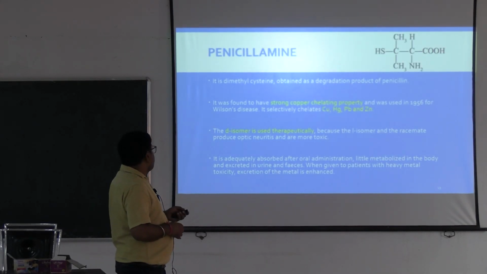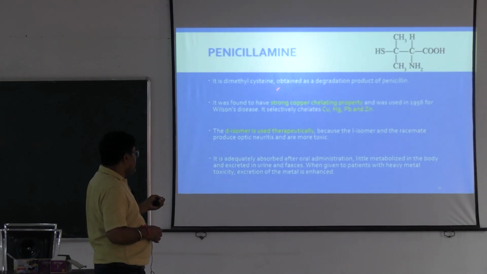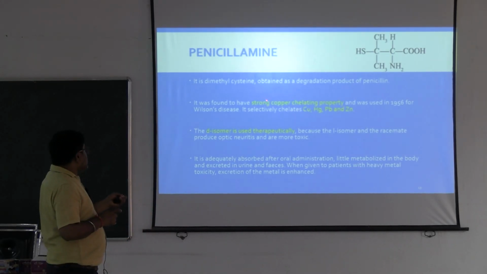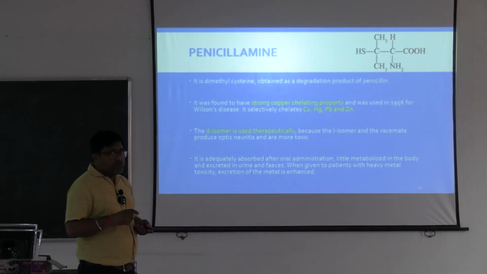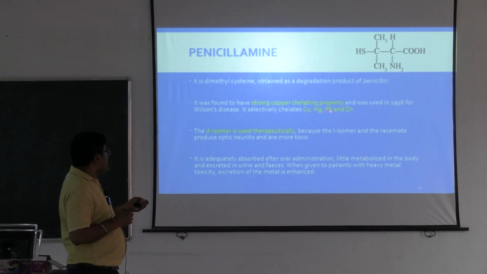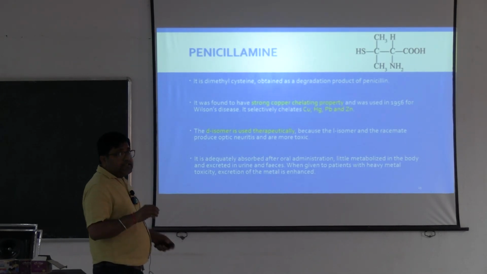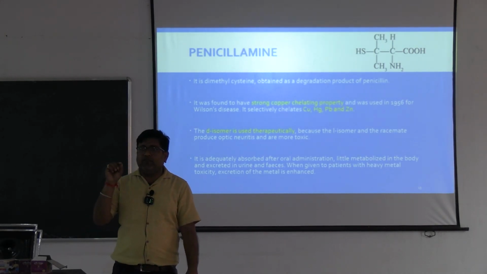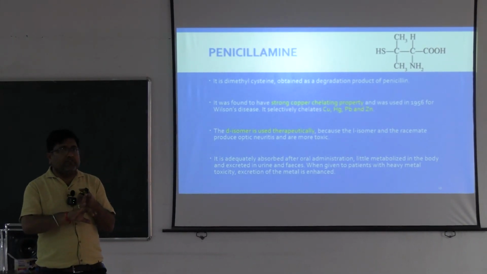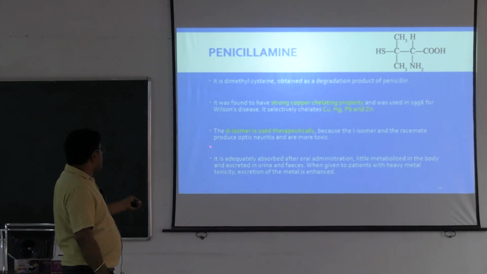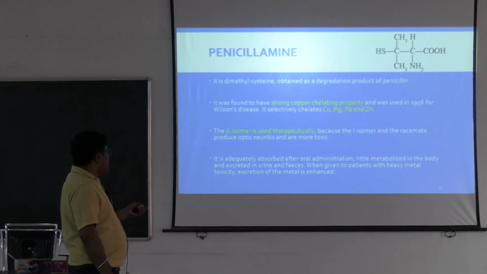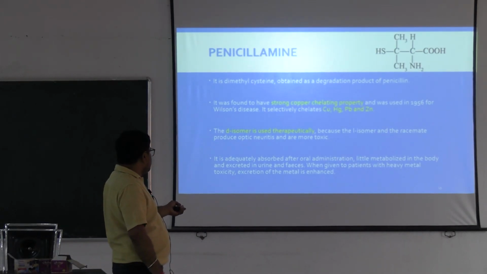Penicillamine. Now, penicillamine is a dimethyl cysteine obtained as a degradation product of penicillin. It has a strong copper chelating property, so it is used in copper poisoning basically. It selectively chelates copper, mercury, lead and zinc. The dextroisomer of penicillamine is used therapeutically, not the levoisomer or the racemate mixture, because they produce optic neuritis and are more toxic. It is adequately absorbed after oral administration, metabolized little, excreted in urine and feces.